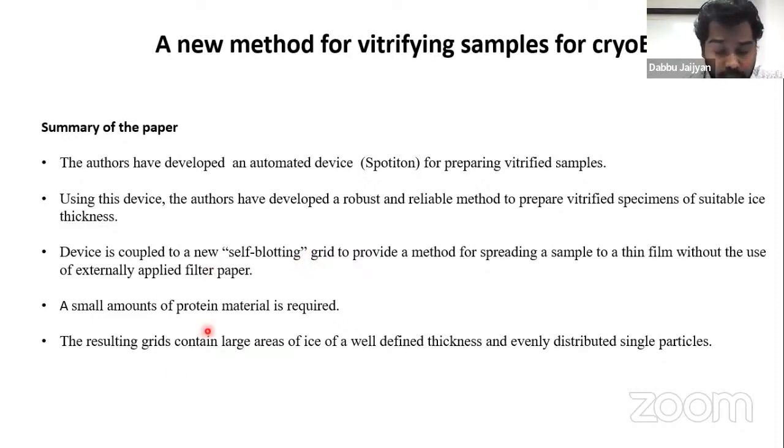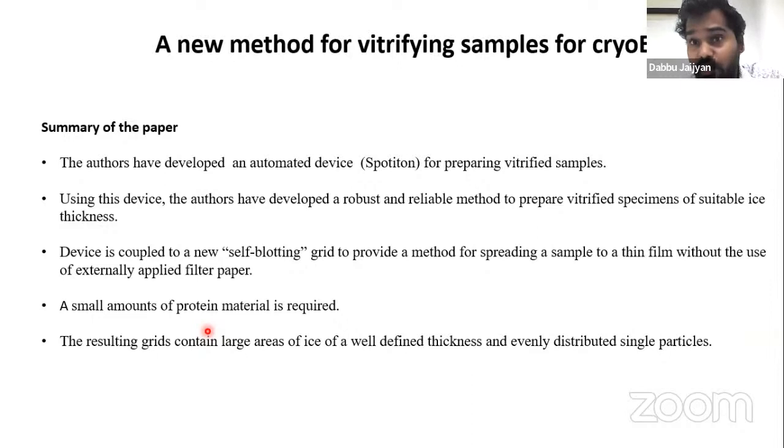And in this method, the amount of protein or biological specimen required is in nanoliter quantity, not microgram. About 10 nanoliters of the protein sample or biological sample is required here for one grid.